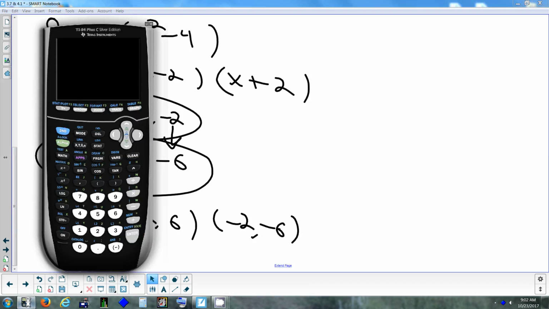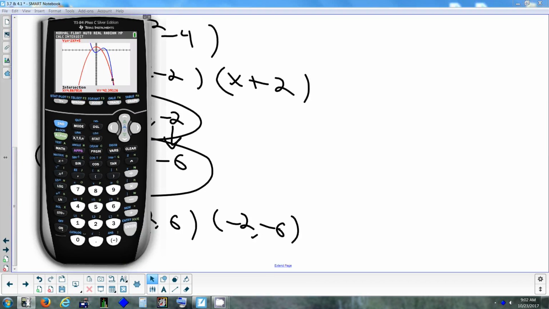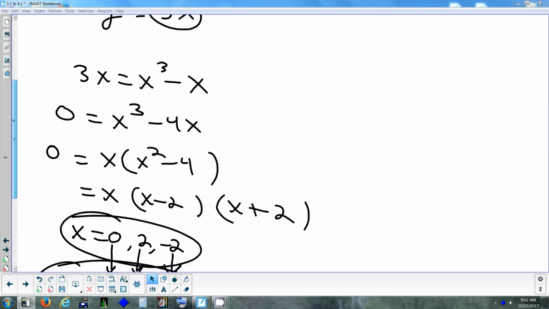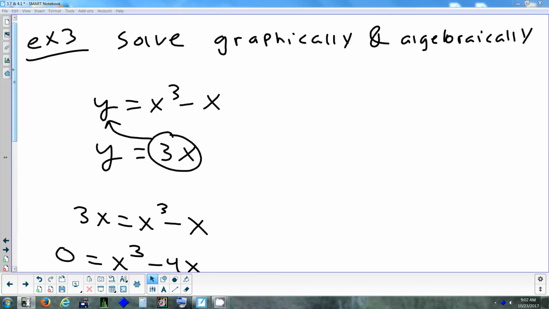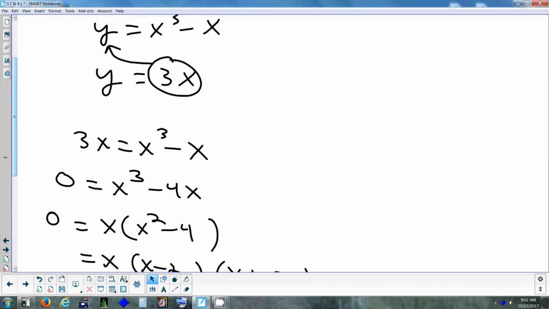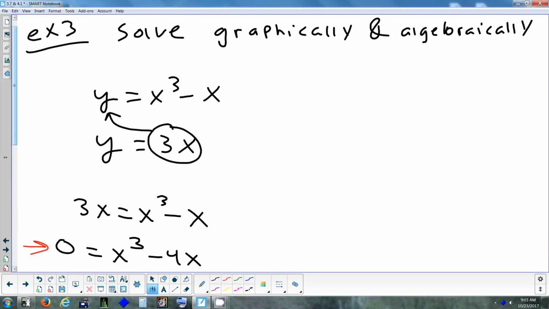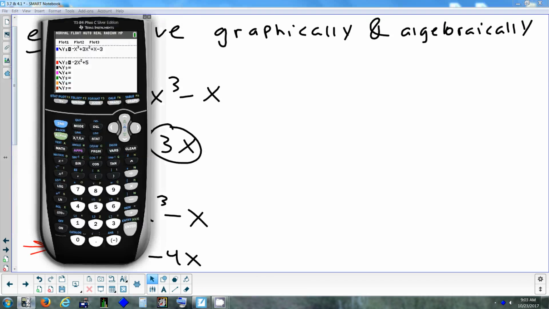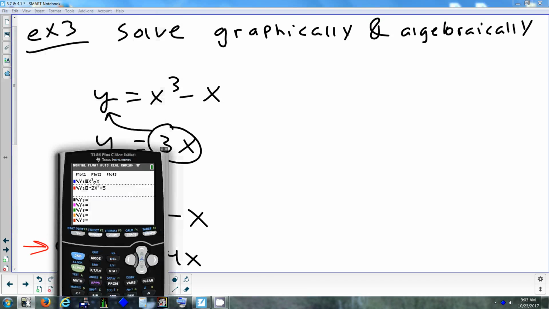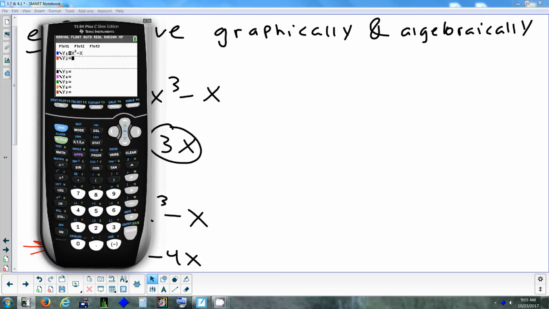Okay, now let's do it graphically. Even graphically, there's a couple ways you could do it. You could take what we had at this step, type that in, and look for roots, or just type in the original problem and look for intersects. I'm going to do the original problem. So we've got x cubed minus x and 3x.